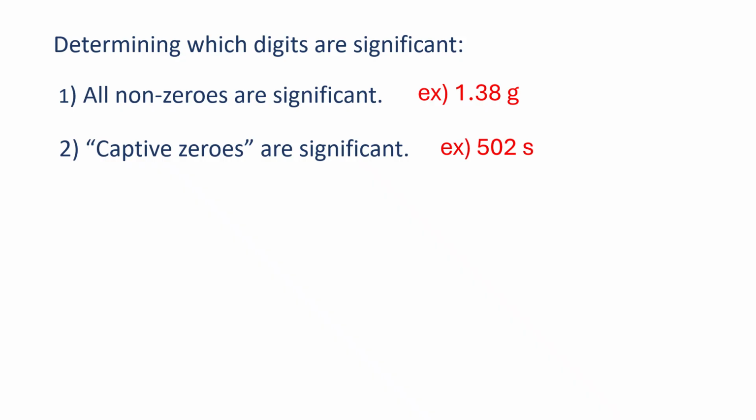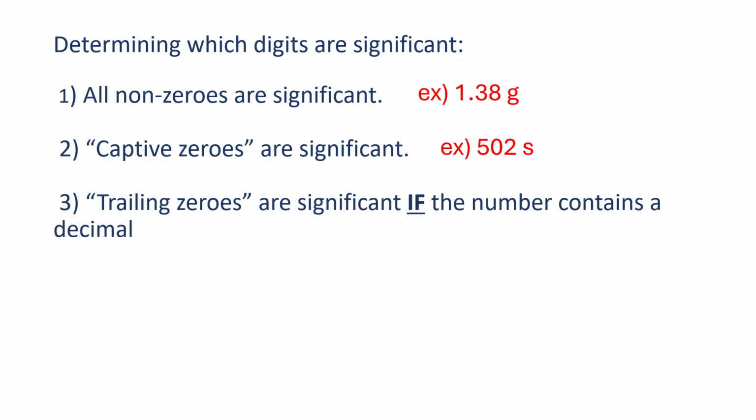By the way, in addition to telling how many significant figures we have, we could also say how precise these numbers are. If you look at what decimal place the last sig fig is in, so for example, in the number 1.38 grams, the 8 is the last sig fig, and it sits in the hundredths place, right? So this number is reliable to the nearest hundredth of a gram, right? The 2 in 502 seconds is in the ones place. So this number is reliable to the nearest 1 second.